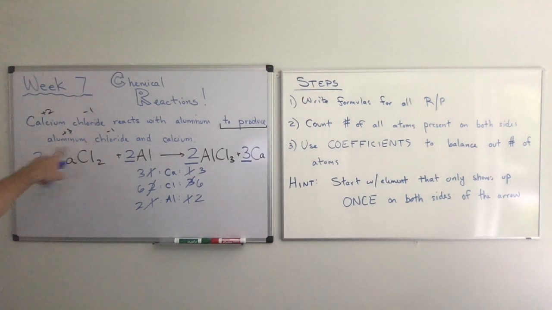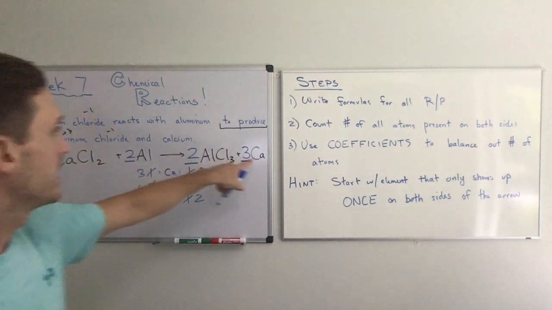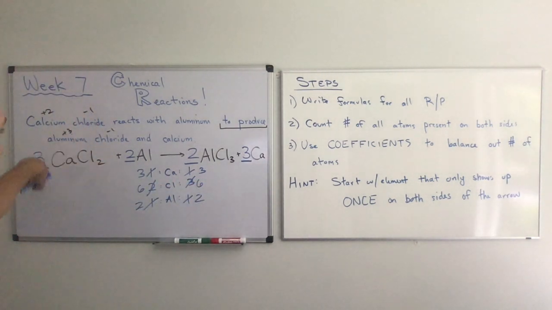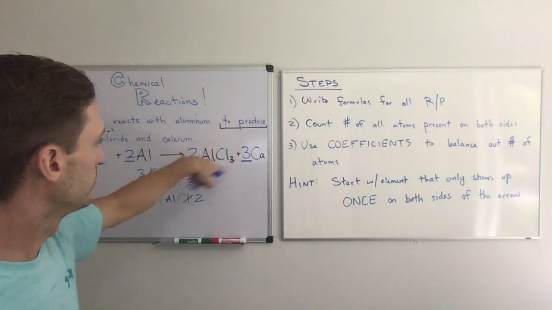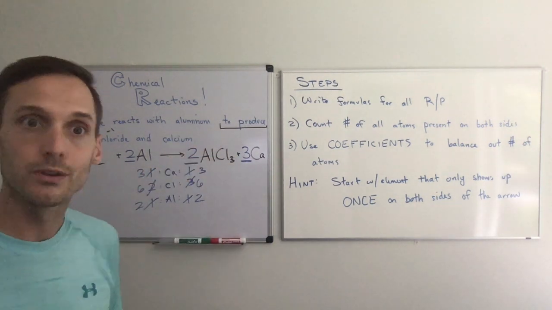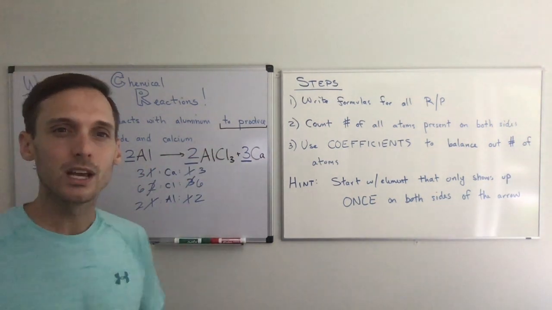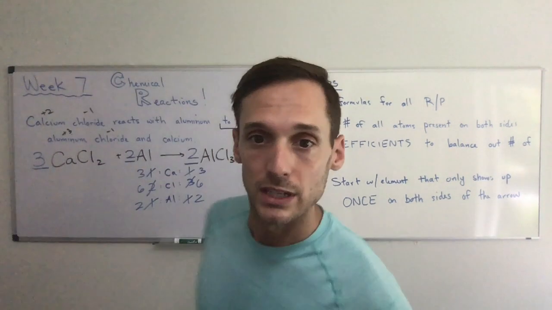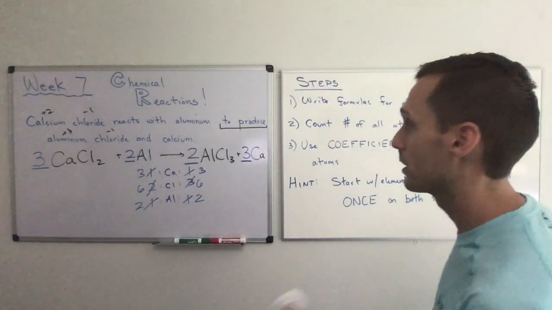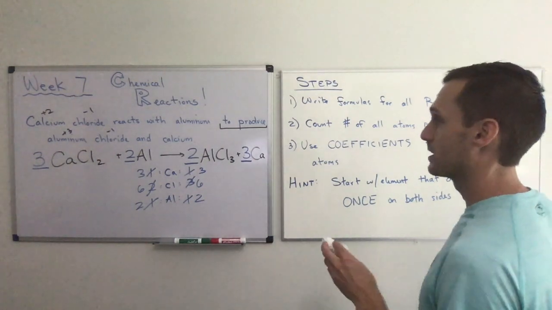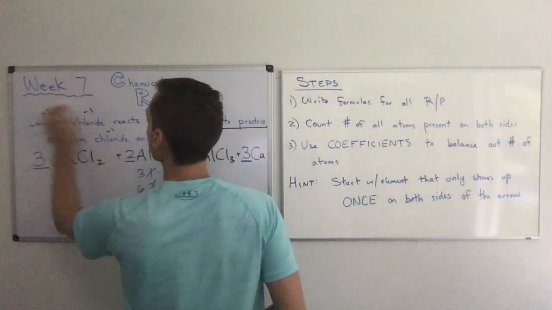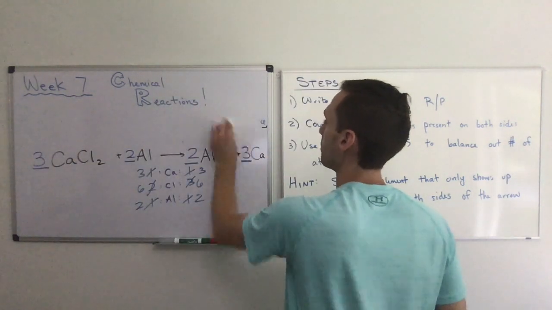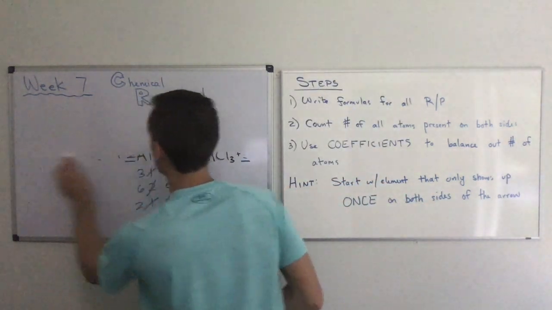Calcium only shows up in this compound on the left, and it only shows up here on the right. Chlorine only shows up in this compound on the left and only shows up in this compound on the right. So this was an easy one. We'll see this in the next examples that we do. The second one, we're going to do 2 more examples that are getting a little trickier here. So keep that hint in mind when we do the next one.